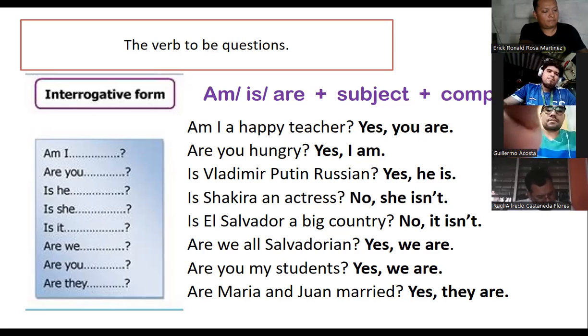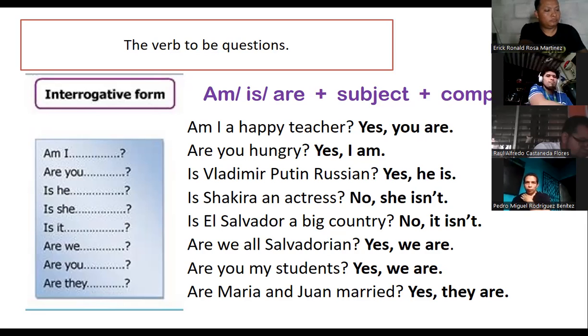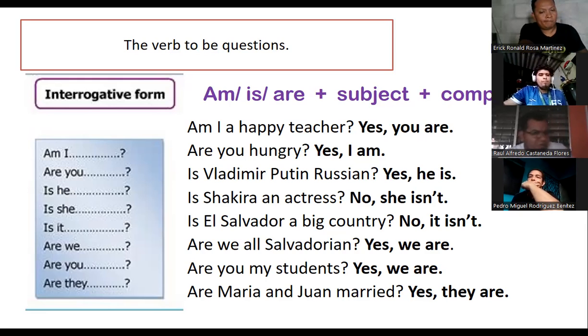Por ejemplo, ¿is Guillermo Mexican? No, he isn't. Ahí alguien más escribió. La pregunta sería, ¿are Eric and Carla friends? ¿Son Eric y Carla amigos? Esa sería la pregunta. Y no olviden ponerle el signo de pregunta, el question mark.